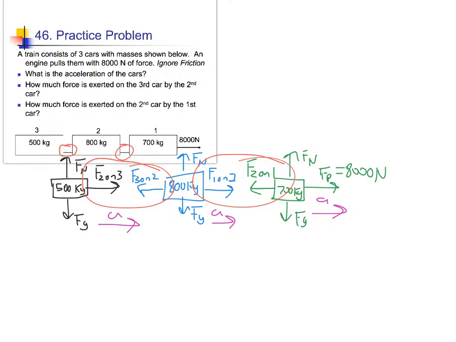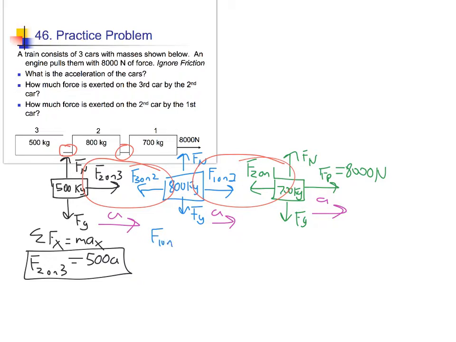You could set up your y equations for each, but it's just going to tell you that the normal force equals gravity, and you're going to see it's not really going to help you. So I'm just going to set my x equations for each. So for the first one, we have the force of 2 on 3. It's the only force we have, and that's going to be equal to 500 times a, the acceleration of object 3. So for object 2, my F equals ma, I'm going to have the force of 1 on 2 minus the force of 3 on 2. Okay, that's the sum of the forces, and that's going to be equal to 800a.